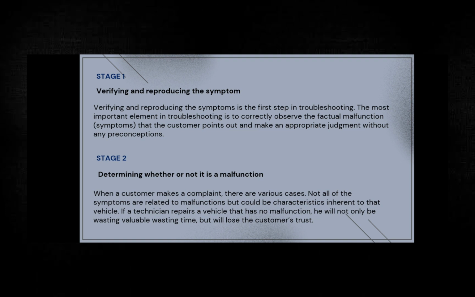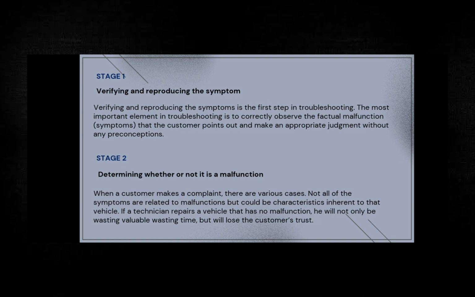Stage 1, verifying and reproducing the symptom. Verifying and reproducing the symptom is the first step in troubleshooting. The most important element in troubleshooting is to correctly observe the factual malfunction symptoms that the customer points out and make an appropriate judgment without any preconceptions.